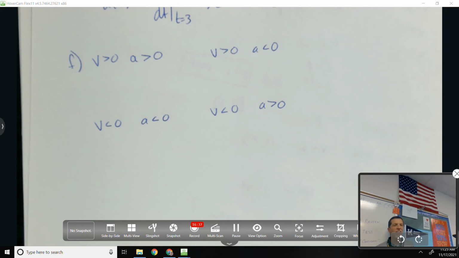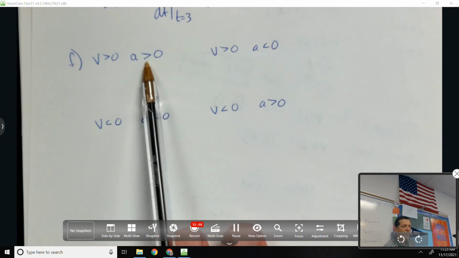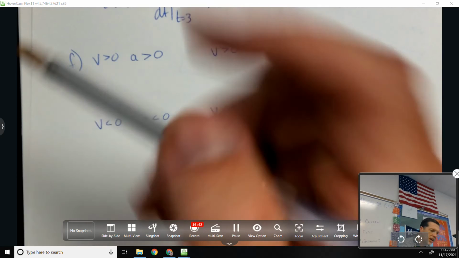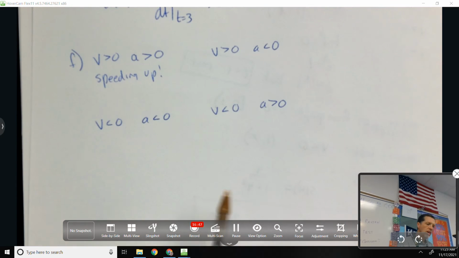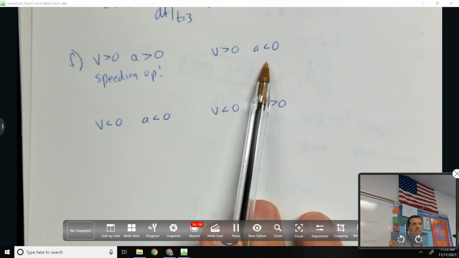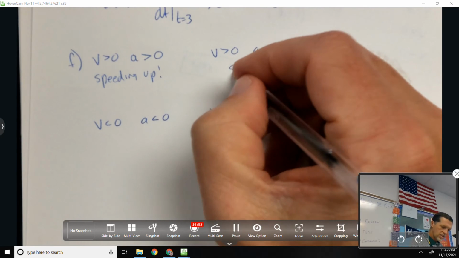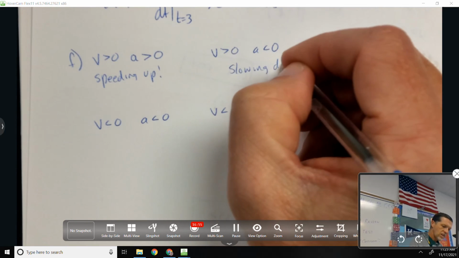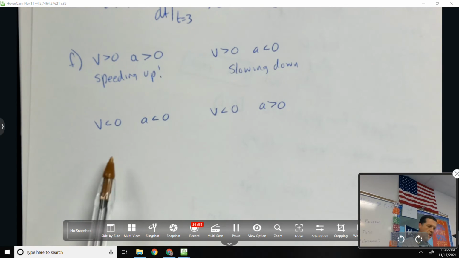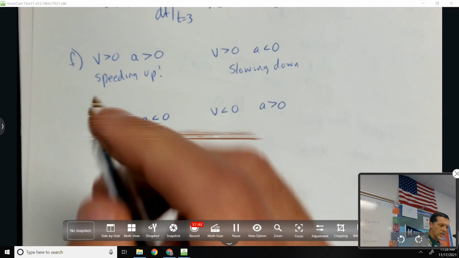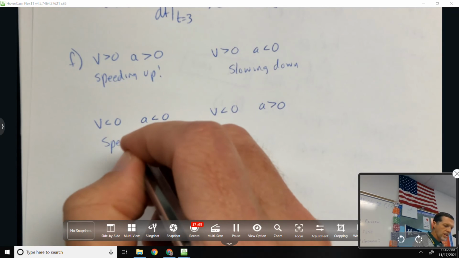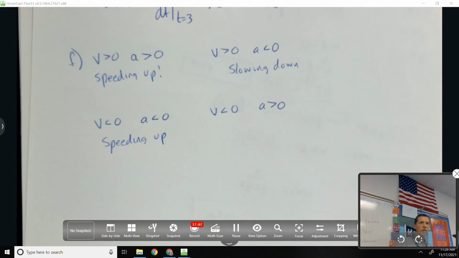It's all about their signs. If they're both positive, that's the easiest one. Speeding up. If velocity is positive and acceleration is negative, slowing down. Signs are the same, they're speeding up. Signs are opposite, slowing down. So what about V is negative, A is negative? They're speeding up because of the double negative. You're going backwards and you're going faster backwards, or however you want to phrase that.